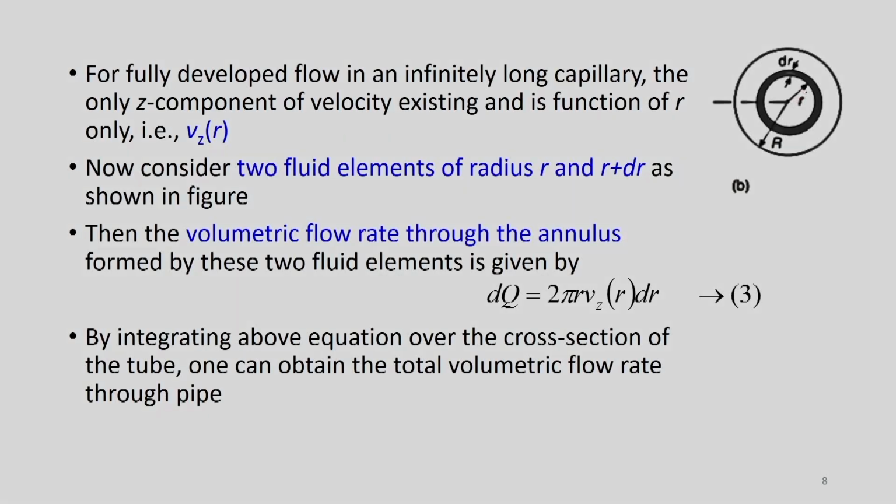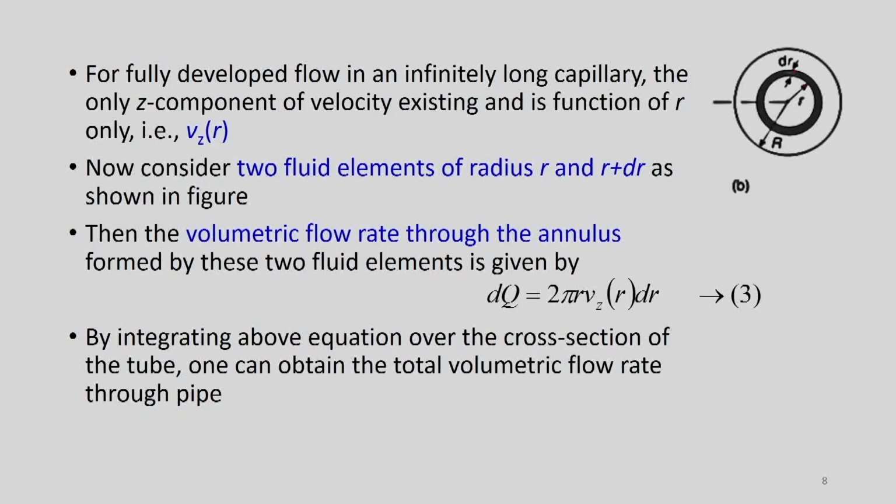So, the second part is getting the expression for the shear rate. What do we do? We take two fluid elements of radius r and radius r plus dr, or consider a fluid element of thickness dr. Now, if you want to know the volumetric flow rate through the annulus formed by these two fluid elements of size r and r plus dr, you can get it as dQ equals 2 pi r Vz dr, where Vz is a function of r.